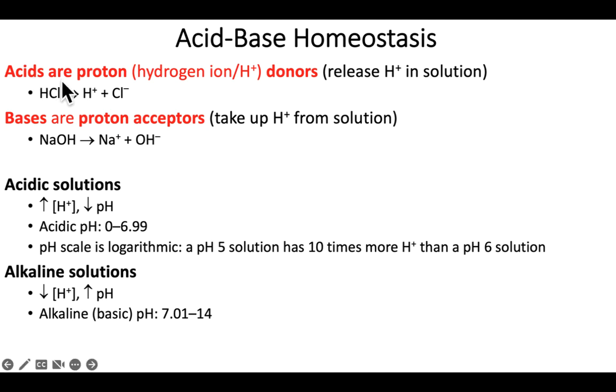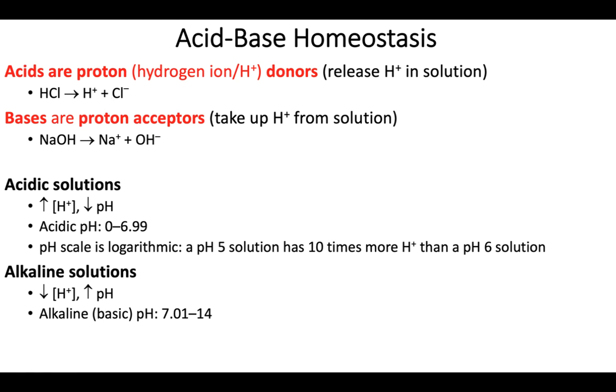So acids are proton donors. And I'll remind you that a proton is the same as a hydrogen ion. So you'll see protons and hydrogen ions meaning the same thing. So if you donate protons to the solution, that increases the concentration of the protons, and that causes the pH to go down, so you are an acid. So for example, hydrochloric acid or stomach acid releases the hydrogen ion, aka proton, into solution, and therefore it is an acid.